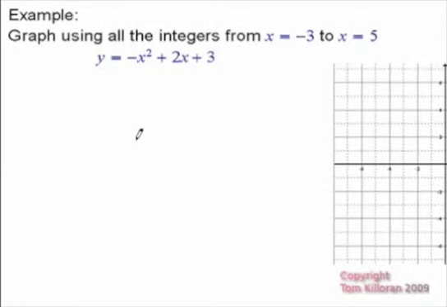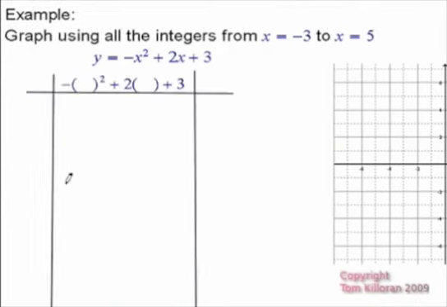A quick example of graphing using a table. So here we're going to graph from the integers -3 to 5. Now these are not always given to you, so the best thing to do is maybe back up a little bit, start at -5 and work your way up until the points go off the graph. But here I'm giving some boundaries to play with.